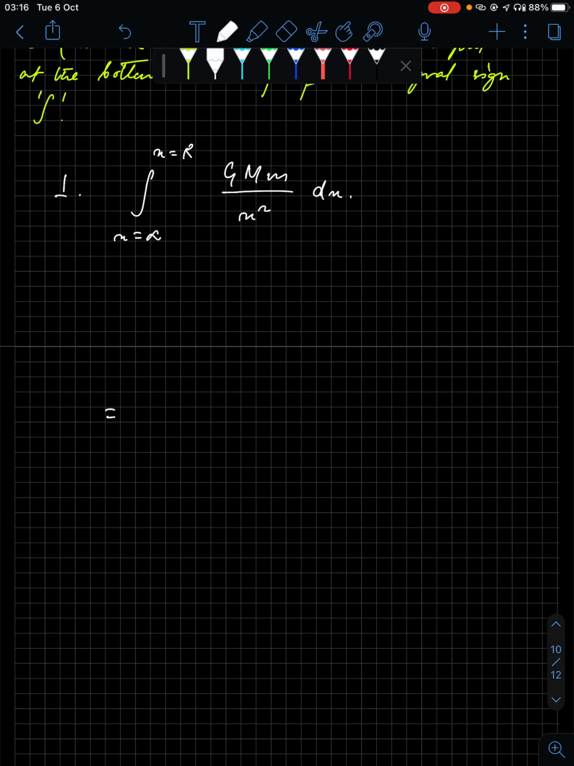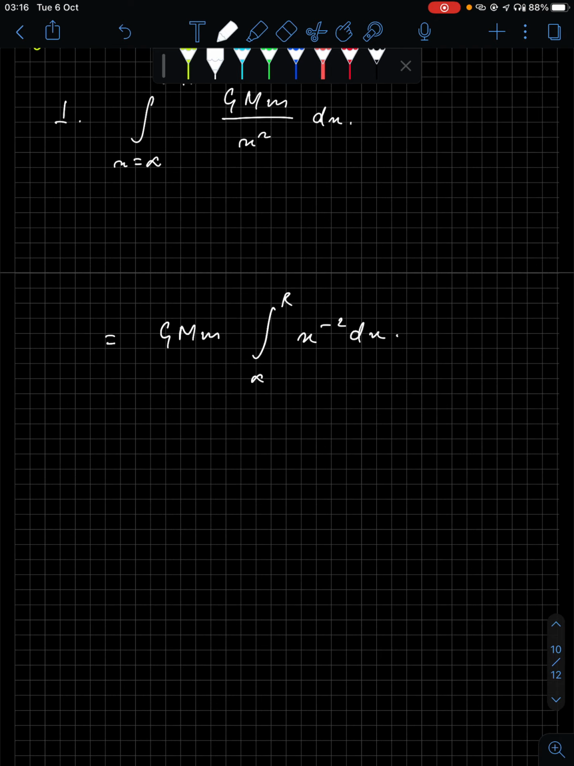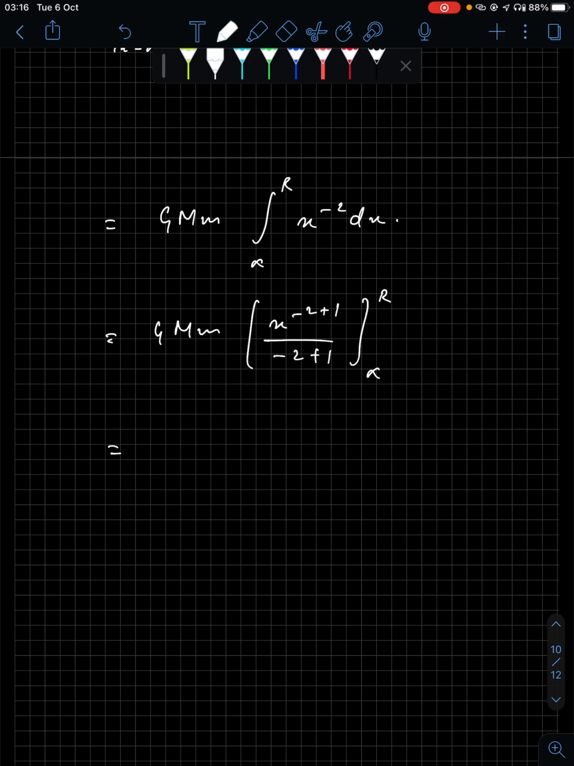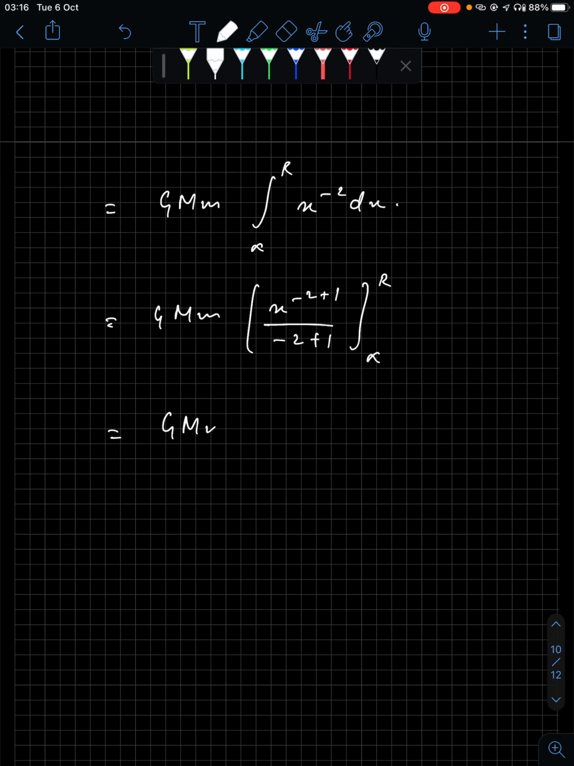So since GMm is constant, you can take them common and you can write down this. You need not write x equal to always. You can straightaway write down integral infinity to r, and 1 by x square will get you x to the power minus 2, right? So GMm, and integral x to the power minus 2 is x to the power minus 2 plus 1 divided by minus 2 plus 1, and the limits are placed here. Still we haven't used the limits, okay? So GMm and x to the power minus 1 by minus 1.